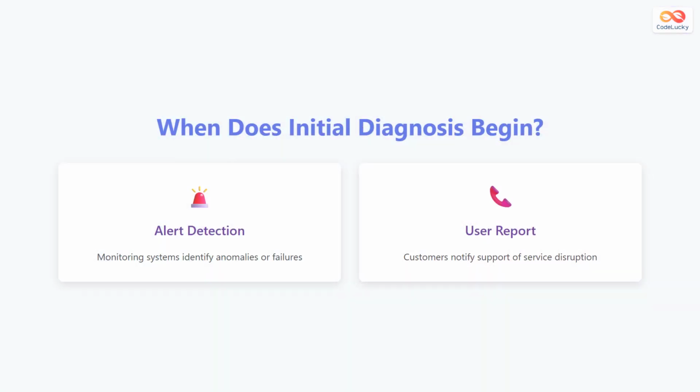Initial diagnosis begins immediately when an incident is detected. Detection happens in two primary ways. First, through alert detection, where monitoring systems automatically identify anomalies or service failures by tracking system metrics and performance indicators. Second, through user reports, where customers proactively notify your support team about service disruptions they are experiencing. In both cases, the clock starts ticking, and initial diagnosis must begin right away.